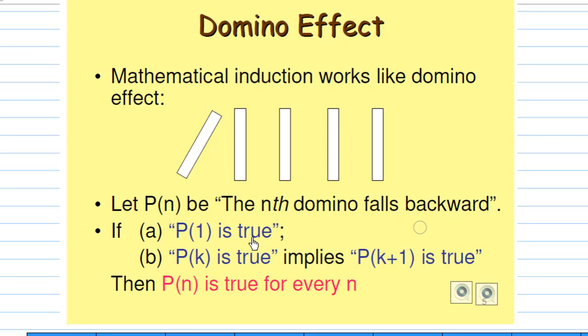Then we try to prove two statements. A. P1 is true. That means the first domino falls backwards. Then the second statement: Pk is true implies Pk plus 1 is true. That means if the kth domino falls backwards, then the (k plus 1)th domino falls backwards. Then we can conclude that Pn is true for every n.